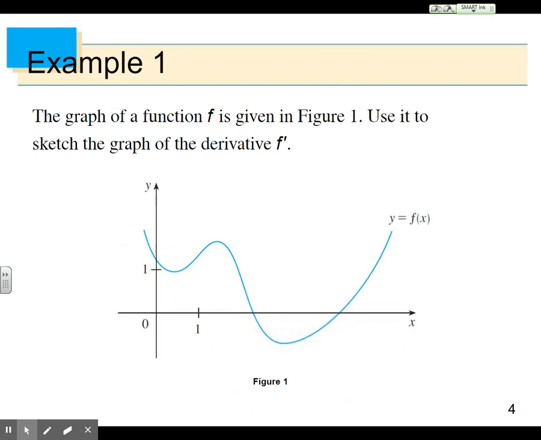Now the graph of f is given in figure 1. What I want to do is use it to sketch the graph of the derivative, and I'm just going to put this right here on the same graph. I'll be using a red line for my derivative. So this blue line is f. What would the graph of f prime of x look like?